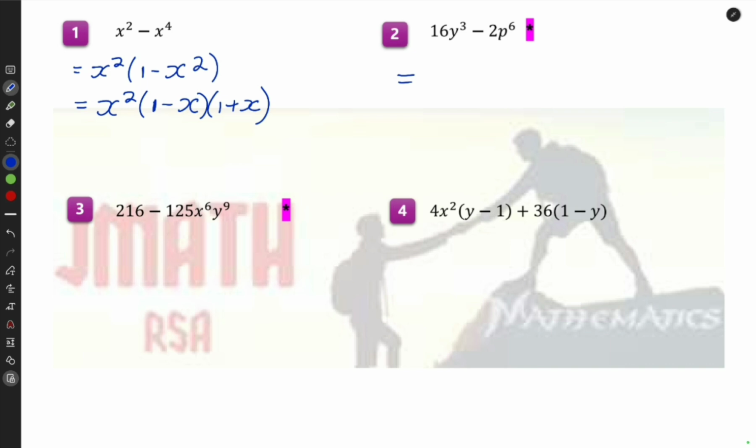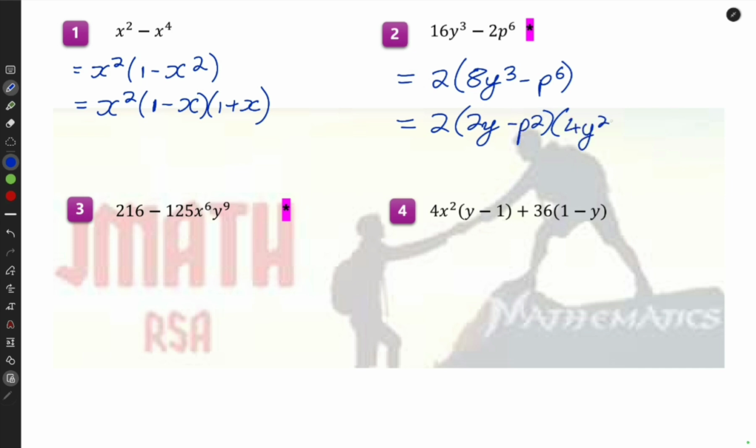But before that, I need to take out a common factor of 2, and that would give me 8y cubed minus p to the power 6. Okay, 2 stays there, small bracket, big bracket. This would be 2y minus p squared. And now to get the bigger bracket, square the first one, multiply them, but change the sign, 2yp squared, and then always a plus, and square the last one.